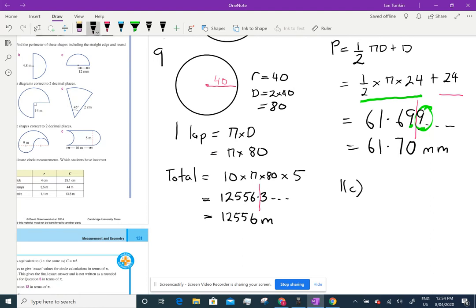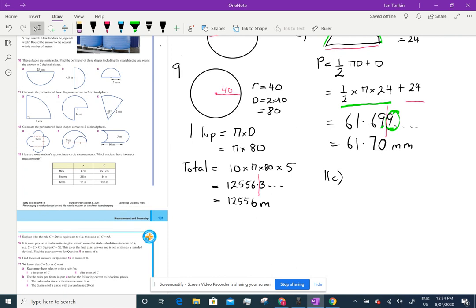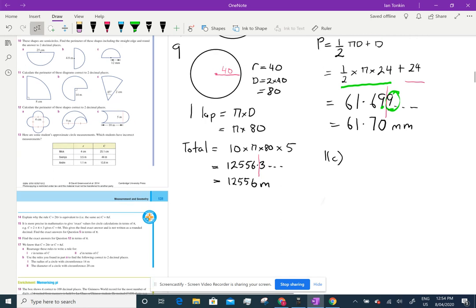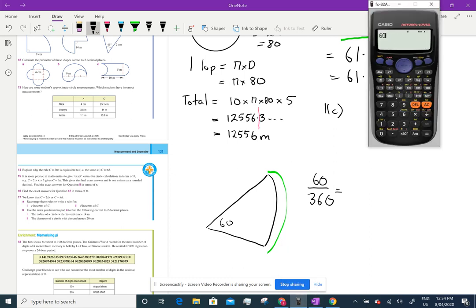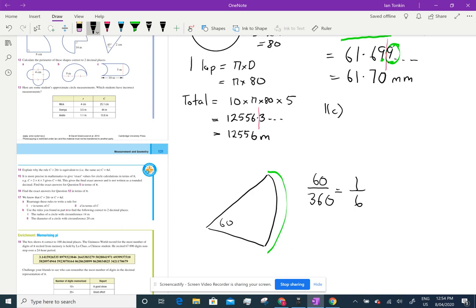11C. Whenever you get a part of a circle, you can always work out how much of a fraction it is. So, for example, if I had a sector and it was 60 degrees, well, how much is this bit of a circle? Well, there are 360 degrees in a circle, and I've only got 60 of it. If I put that in my calculator, 60 divided by 360, I get a sixth. That's a sixth of a circle.